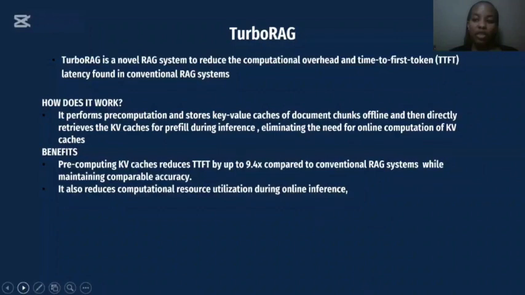Turbo RAG represents a major step forward in optimizing retrieval-augmented generation. By pre-computing and storing KV caches, it achieves faster response times, reduced computational costs, and greater scalability while maintaining high accuracy. This breakthrough makes AI-powered systems more efficient, cost-effective, and user-friendly, setting the stage for the next generation of intelligent applications.